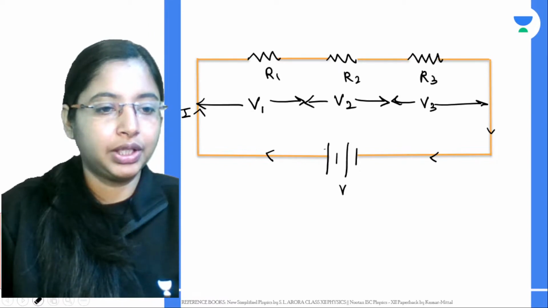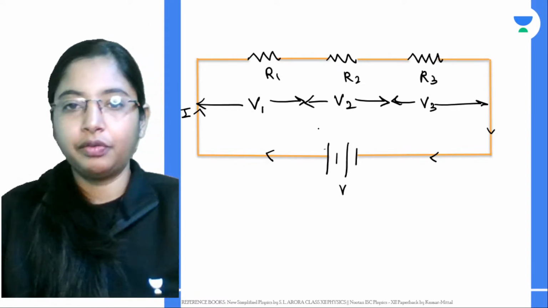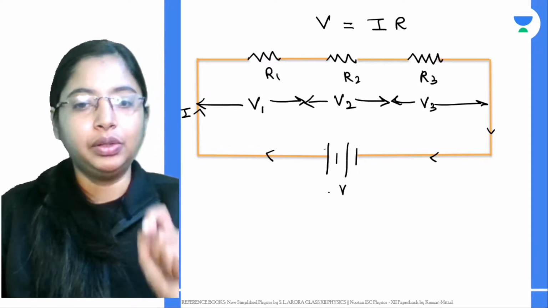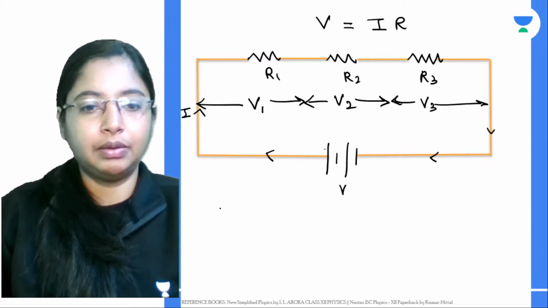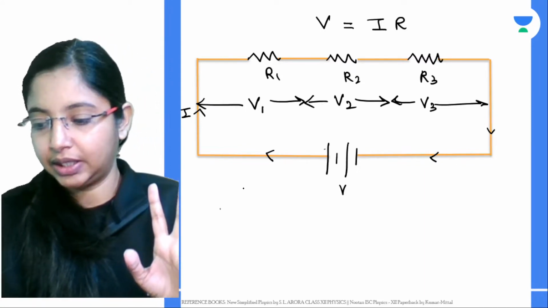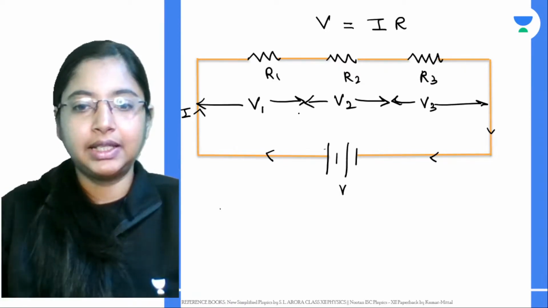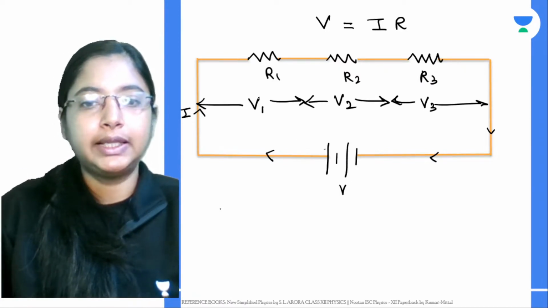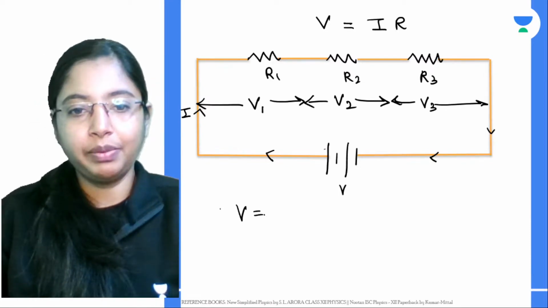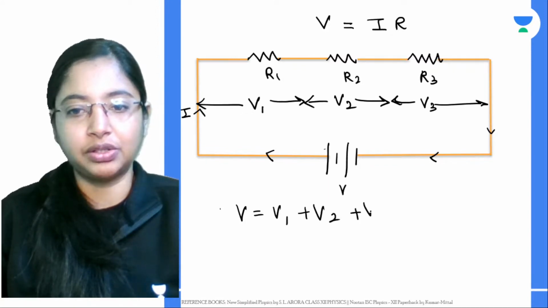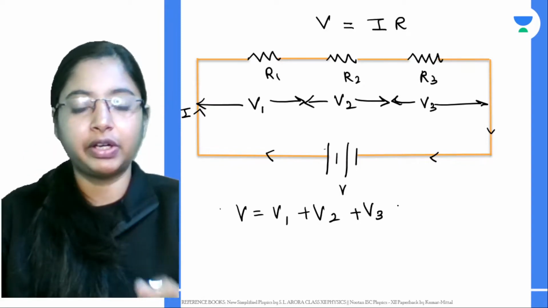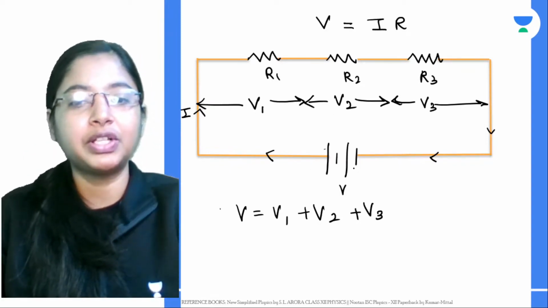From Ohm's law we know voltage is equal to current into resistance. For each of these resistances the current flow is the same. Let's say this is 5 volts, the sum of these 3 voltages will be equal to this 5 volts. So V will be equal to V1 plus V2 plus V3. The sum of potential differences across individual resistances will be equal to the potential difference we applied.